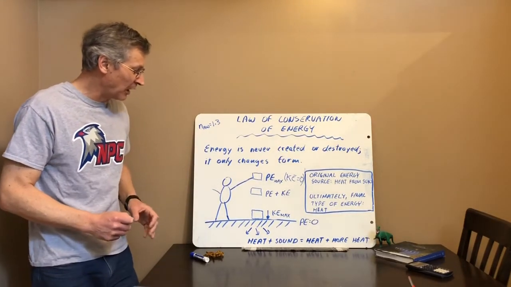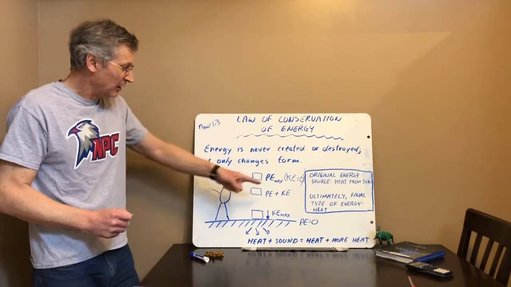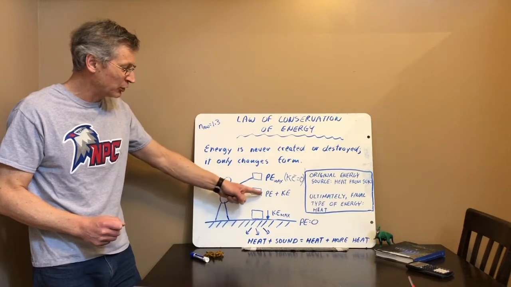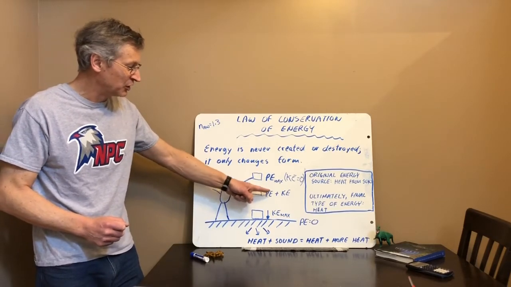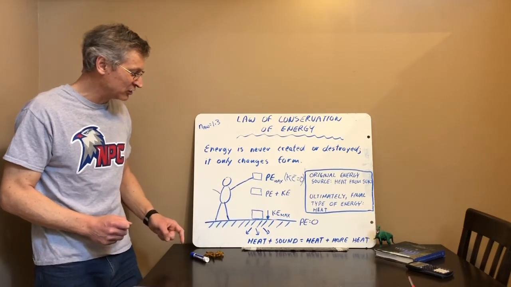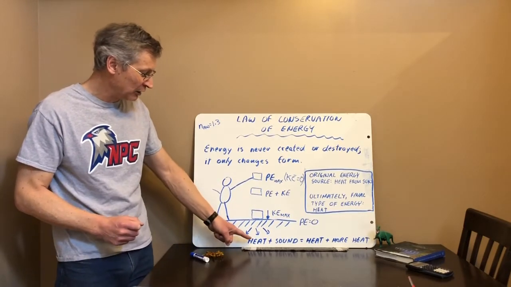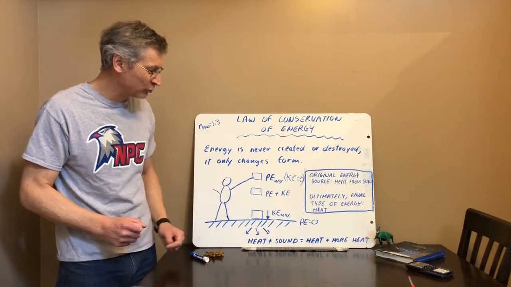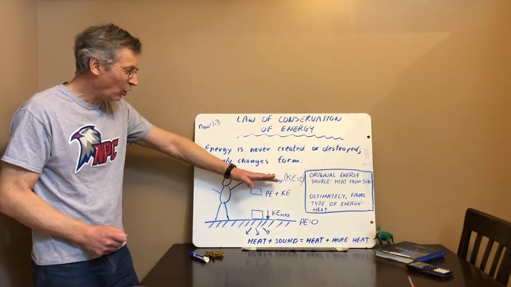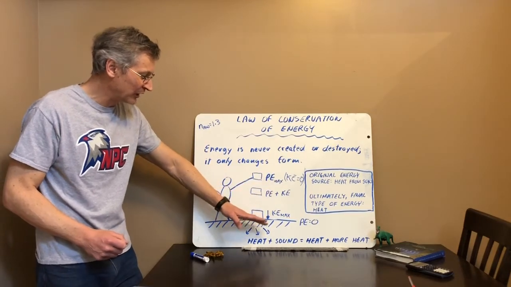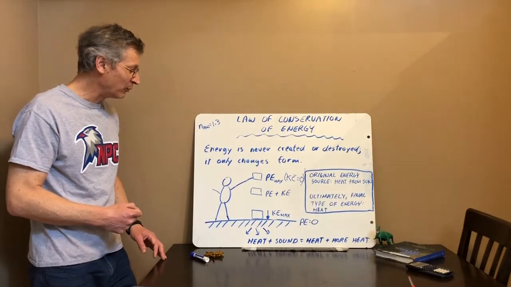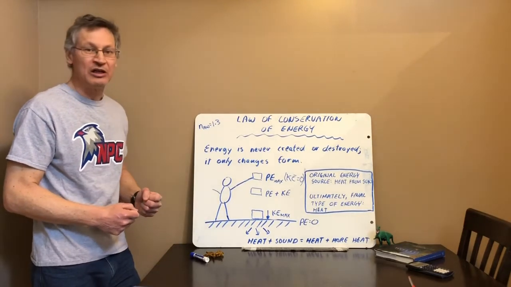And of course, I didn't write it down here, but your maximum potential energy is going to equal your potential energy plus your kinetic energy, which is going to equal your maximum kinetic energy, which is going to equal your heat and sound, which is going to equal, ultimately, all the heat at the end. All these different types of energy at various stages of the ball falling, they are all equal to each other.